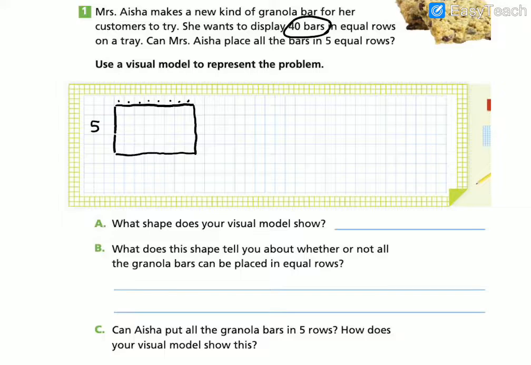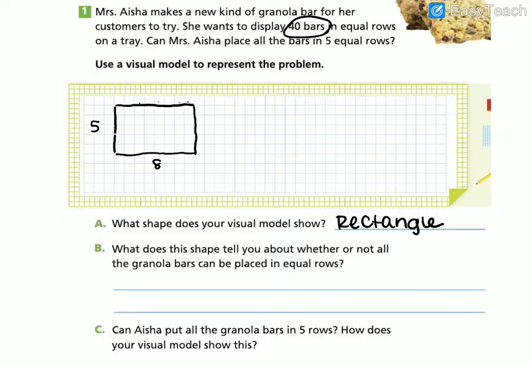She has 5 rows, and there would be 8 bars on each row. So what shape is our visual model? It's a rectangle. What does the shape tell us about whether or not all the granola bars can be placed in equal rows?